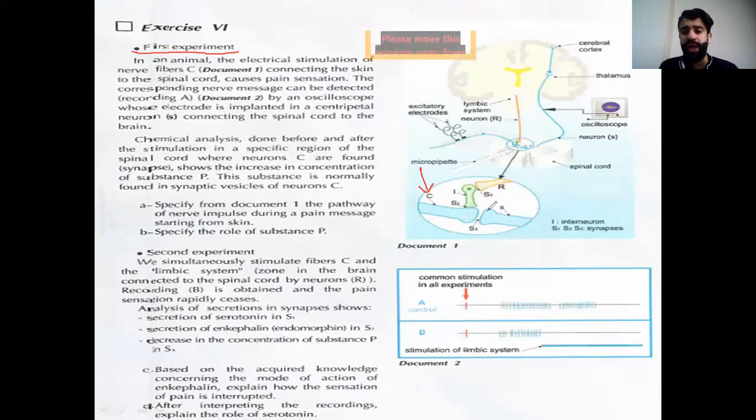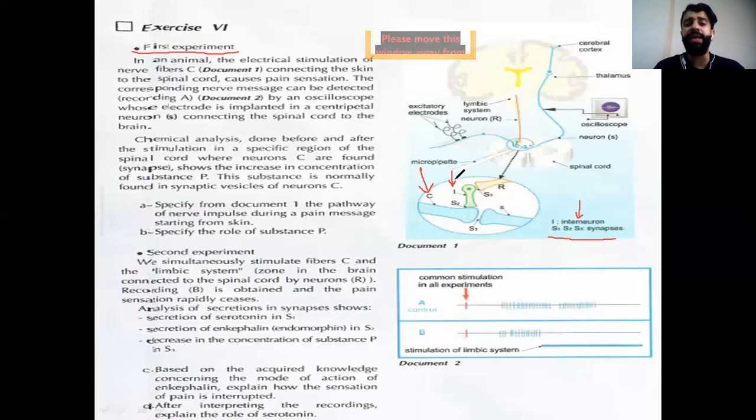S1, S2, and S3 are the synapses: synapse 1, synapse 2, and synapse 3. As well, the neuron I is the interneuron. Here it is, the interneuron. And here we also have the letter R, recording, and so on. We move step by step.